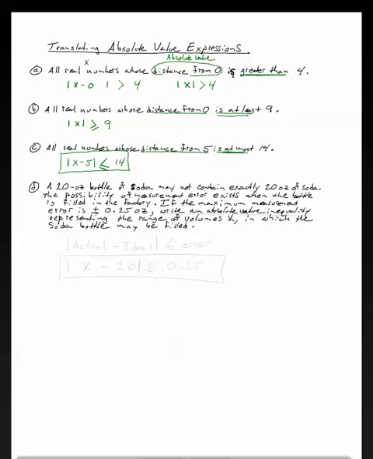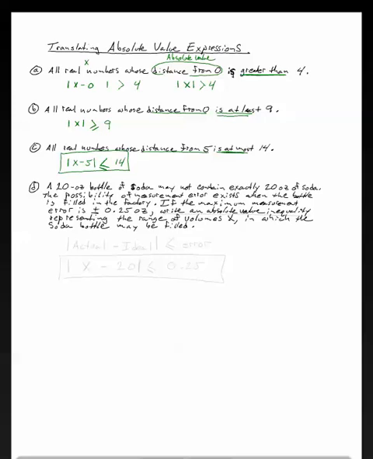In part D, the problem at first looks complicated, but it's really not too bad if we remember the formulas. So let's go ahead and read this through. A 20-ounce bottle of soda may not contain exactly 20 ounces of soda. The possibility of measurement error exists when the bottle is filled in the factory. If the maximum measurement error is plus or minus 0.25 ounces, write an absolute value inequality representing the range of volumes x in which the soda bottle may be filled. Okay.